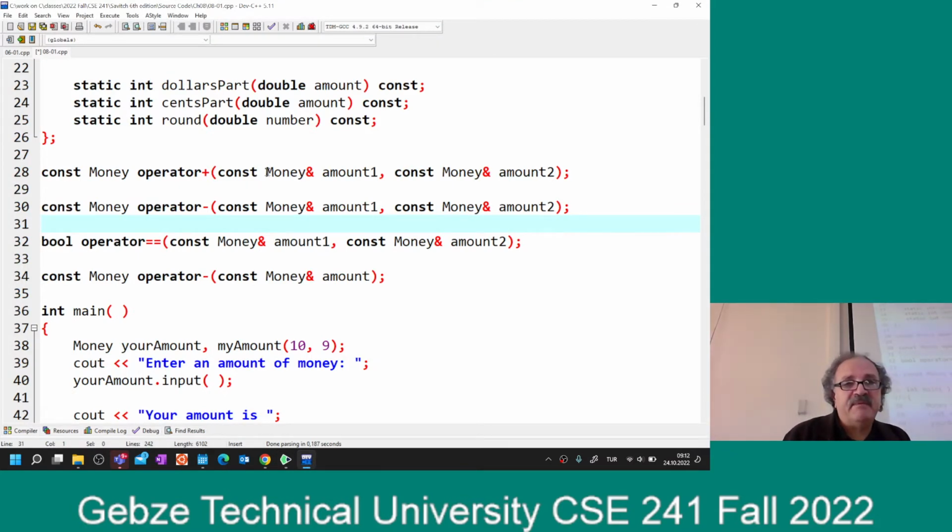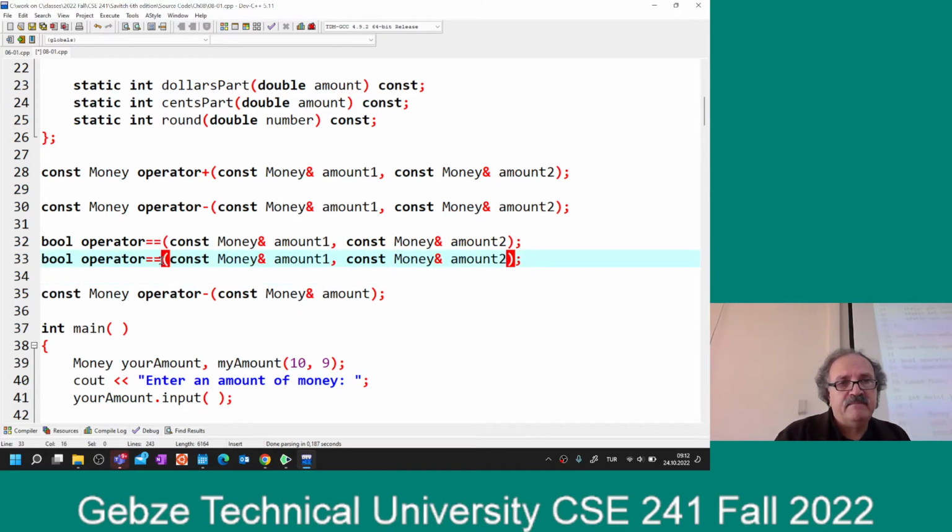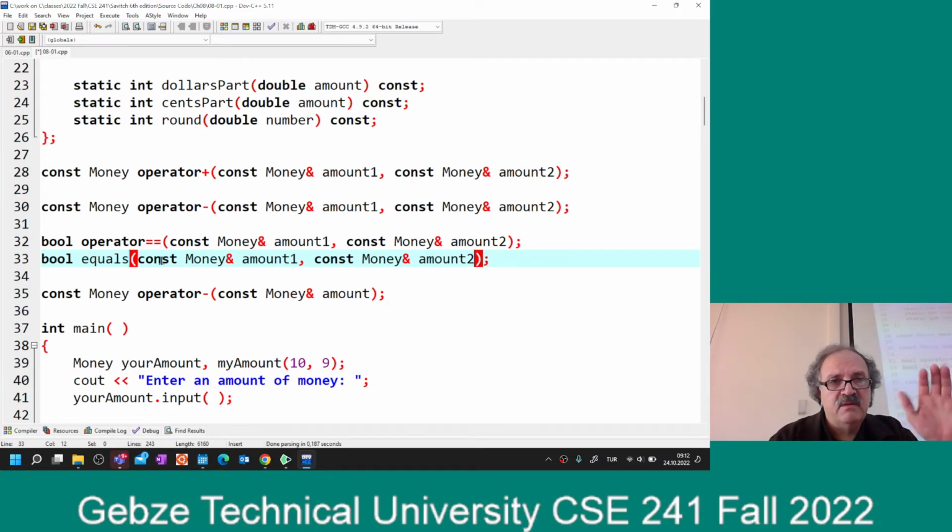Let's go to the implementation of this. Don't get confused about this. This is no different than this function. What did I do? I just replaced this operator equal to with an equals function. The name is equals now.